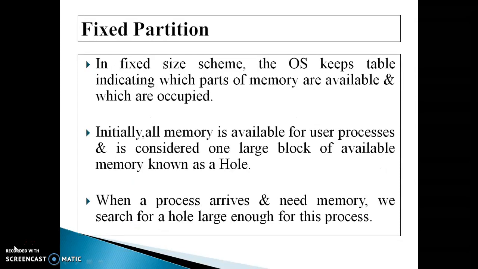In the fixed size scheme, the operating system keeps a table indicating which parts of memory are available and which are occupied. Initially, all memory is available for user processes and is considered as one large block of available memory, known as a hole. When a process arrives and needs memory, we search for a hole large enough for this process. If we find one, we allocate only as much memory as is needed, keeping the rest available to satisfy future requests.